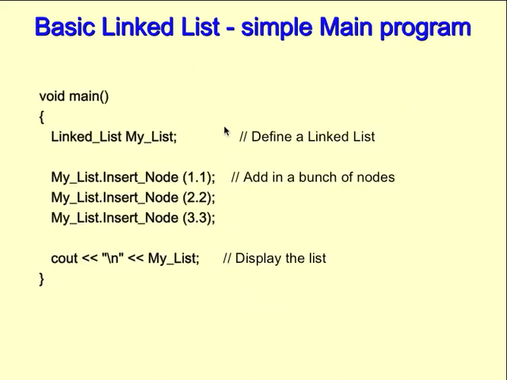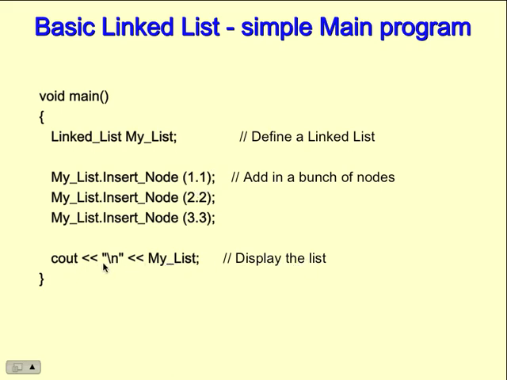Here's our main program. It's going to be my main driver program, simple main. We're going to create a linked list, which is going to be my list. So my list is defined as a linked list, which is that class. We're creating a new instance of the object. And then we're going to add a bunch of nodes to it. So we have my_list.insert node 1.1. This is running the constructor that takes the float value, adds it in, and assigns it to the value that each node is going to be storing. And then we're going to display the list.